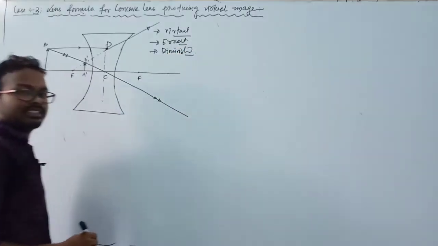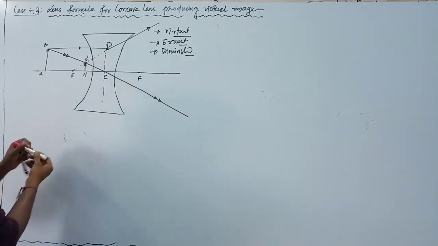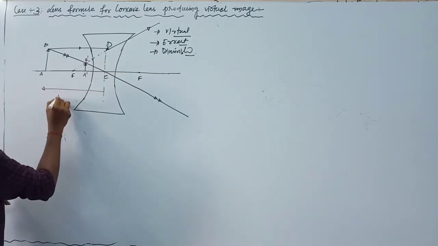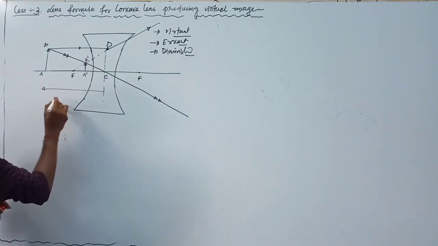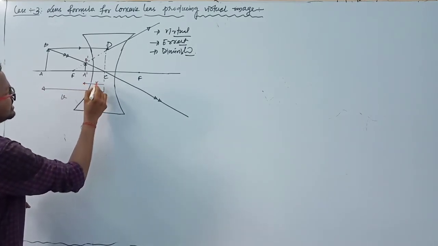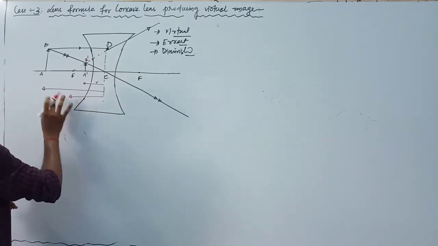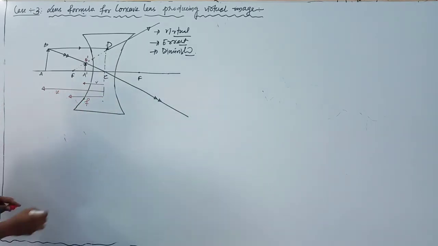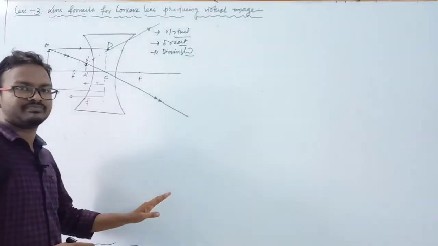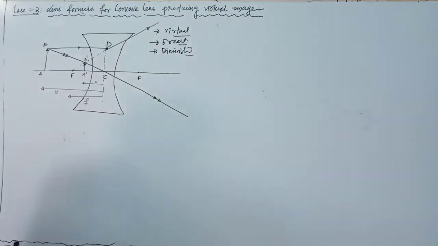So we get an image diminished as compared to the object. Clear? All the distances are measured from the optical center. This distance is the object distance, U, and this distance is the image distance, known as V, and here the focal length you can write F. You have to remember one thing: the focal length of a concave mirror is always negative, and the focal length of a convex mirror is always positive. So here we have to derive the lens formula.